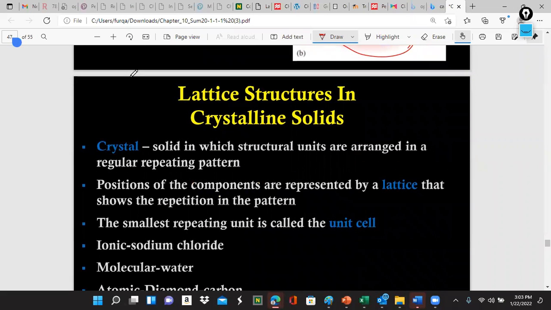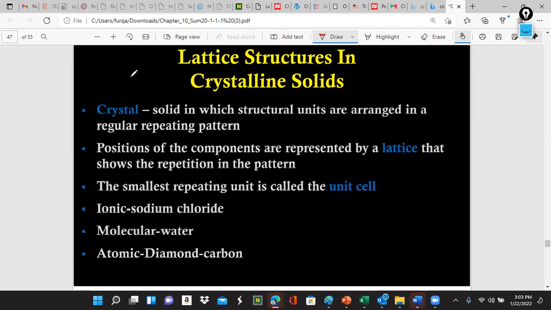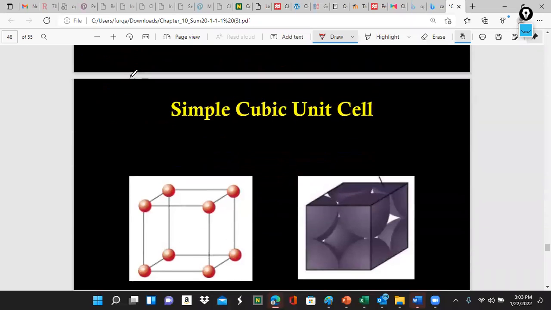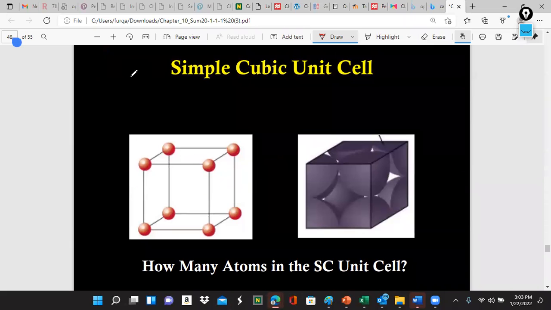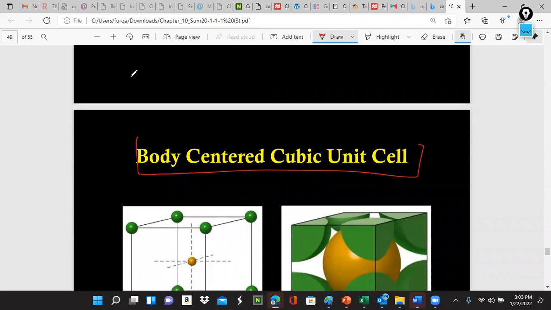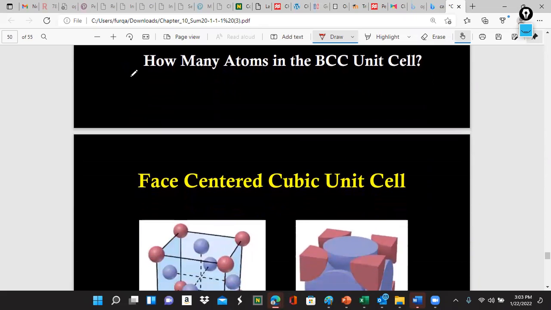So the lattice structure in a crystalline solid is the point of interest, and for that we look at the unit cell. It's the smallest repeating unit, which is called the unit cell. So there are different types of unit cell we have to identify. Okay, so ionic sodium chloride, molecular water, atomic diamond carbon, they all have different types of units and then different types of structures. So one type of unit cell is the simple cubic unit cell. We'll see how they are different from each other. Another one is called body-centered cubic unit cell, and then face-centered cubic unit cell.